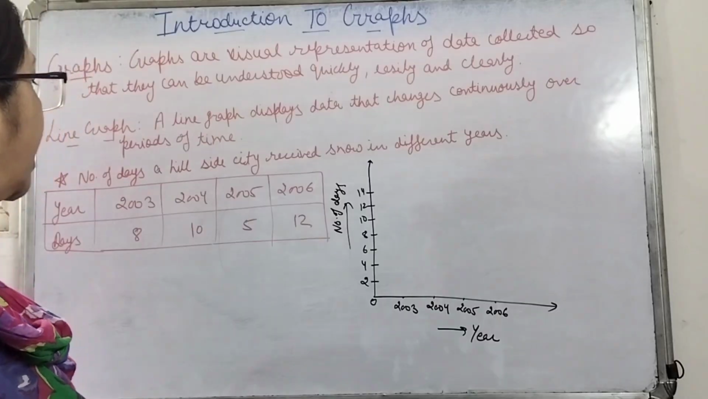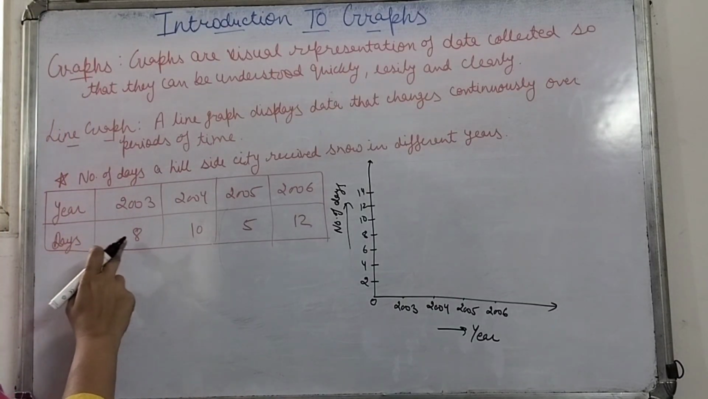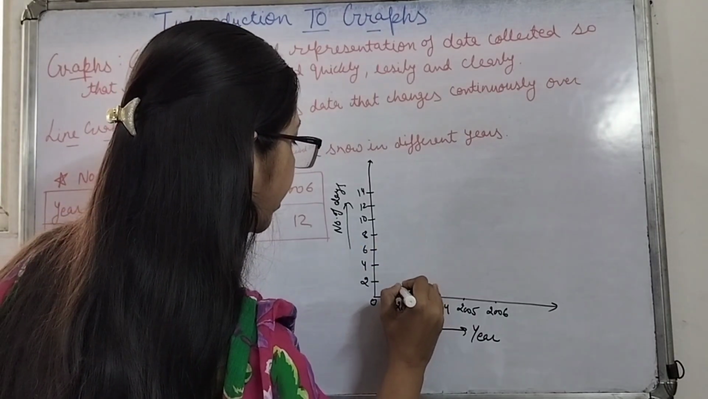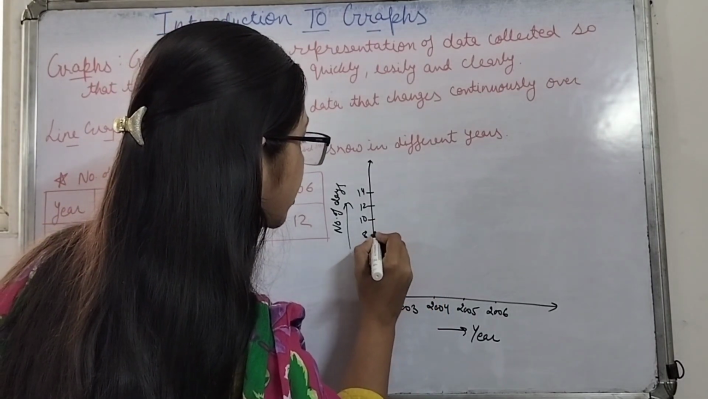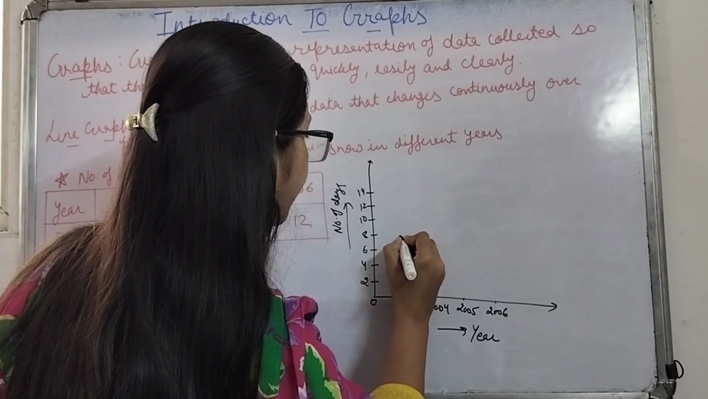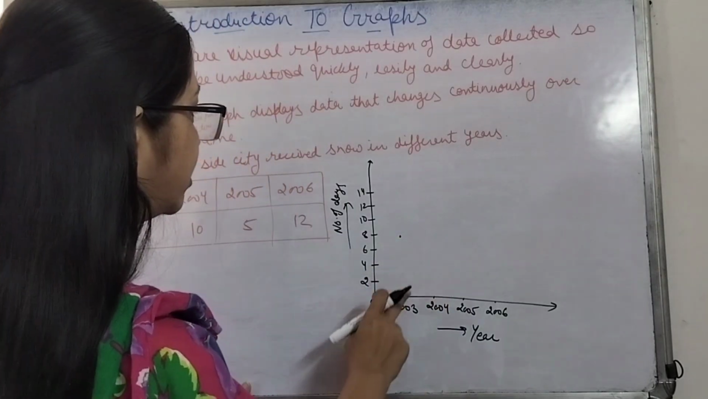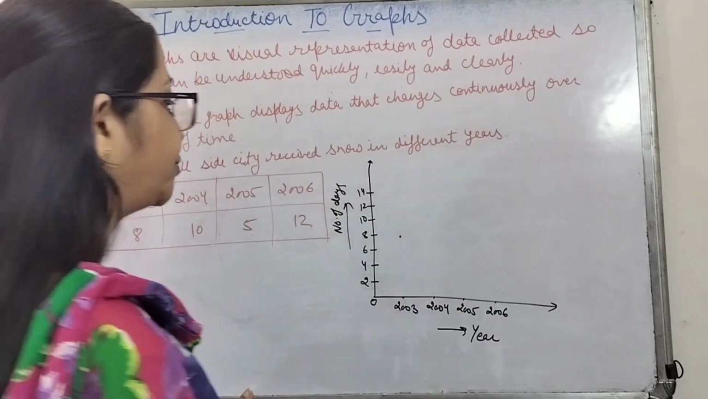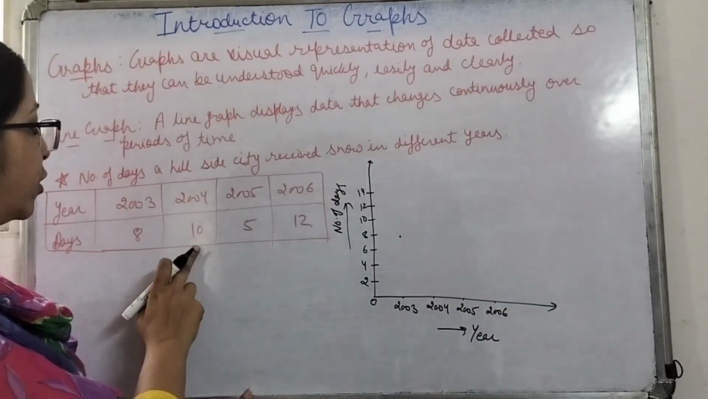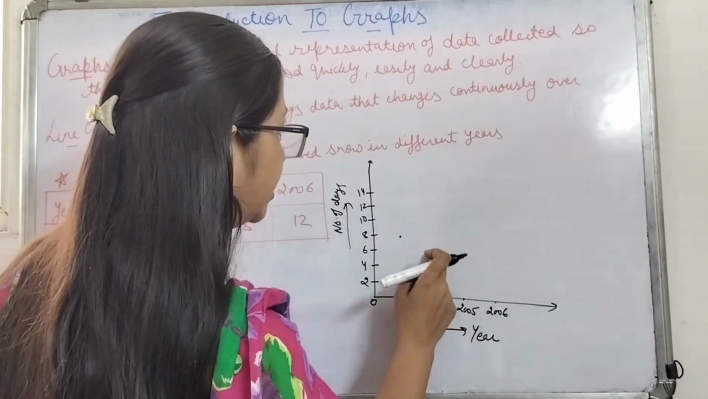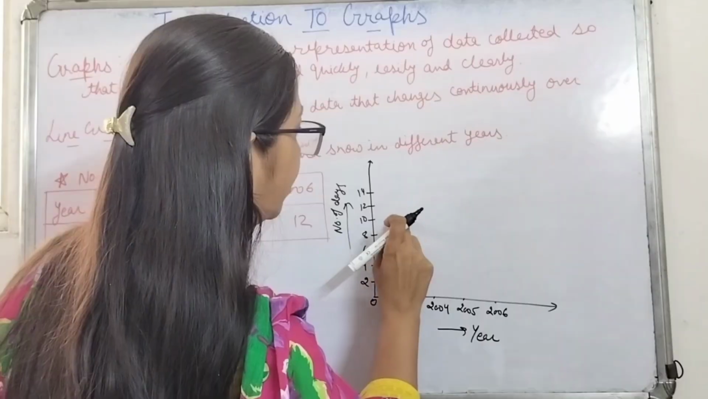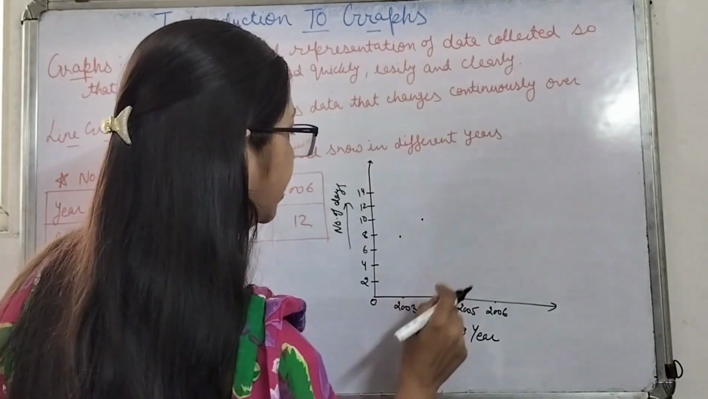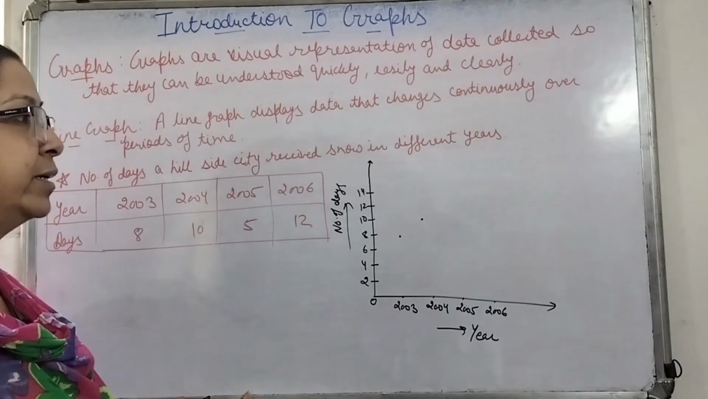Now in the year 2003, the number of days was 8. So this is 2003, the number of days is 8. So we will be moving upward to where it intersects the line which is coming from 8. This point will be representing that in the year 2003, the number of days on which we received snow was 8. In the year 2004, the number of days is 10. So from 2004 we will move upwards here, and from 10 if we move across, both lines are going to intersect at this point. So this is showing that in the year 2004, the number of days was 10.